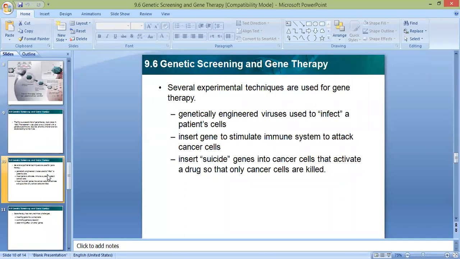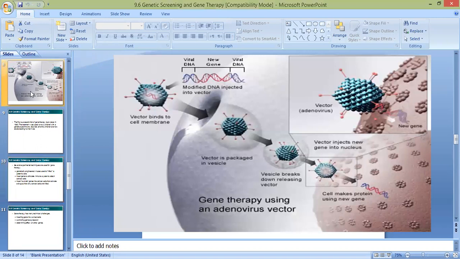They may use several techniques. The technique we talked about is the one using a genetically engineered virus to infect a patient cell. That is the first way they can use. They bring a virus, and this virus is genetically engineered. What does genetically engineered mean? Who can tell me the meaning of genetically engineered, guys? Who remembers? Yes, Murad. It means that it is genetically manipulated or modified.